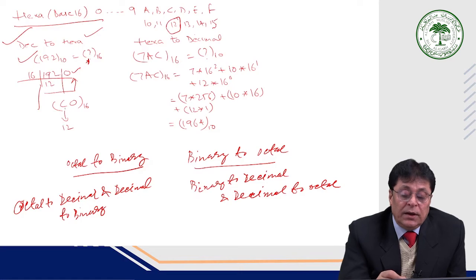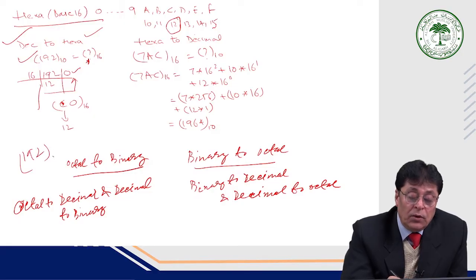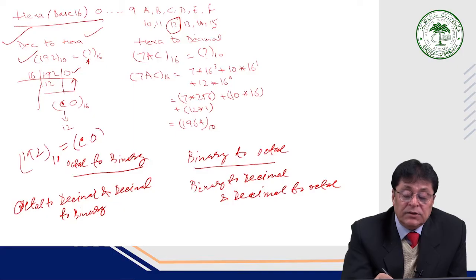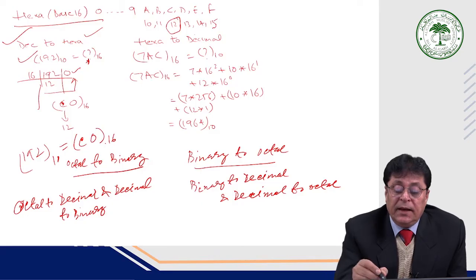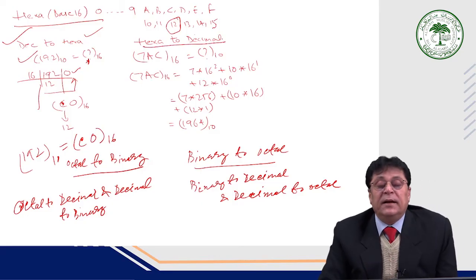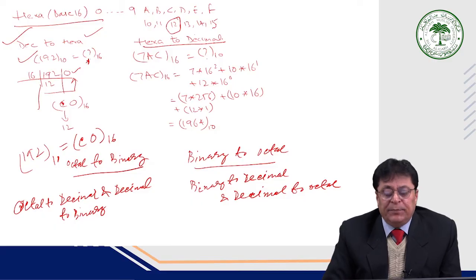Now we see that 12 is equal to C in hexadecimal, and then 0, and this is the equivalent hexadecimal number. So 192 decimal is equivalent to C0 hexadecimal. Next, in order to convert a hexadecimal number to a decimal number, let us take another example.